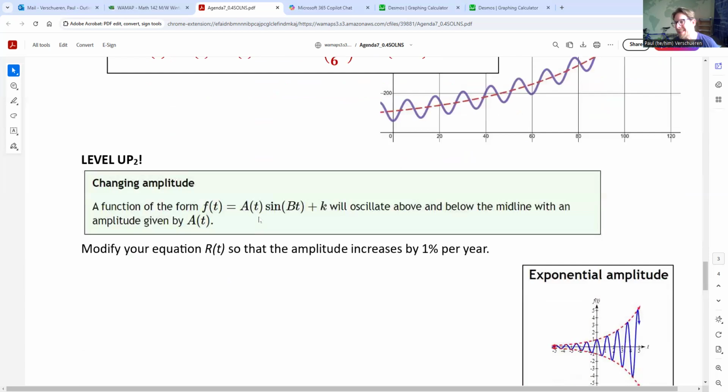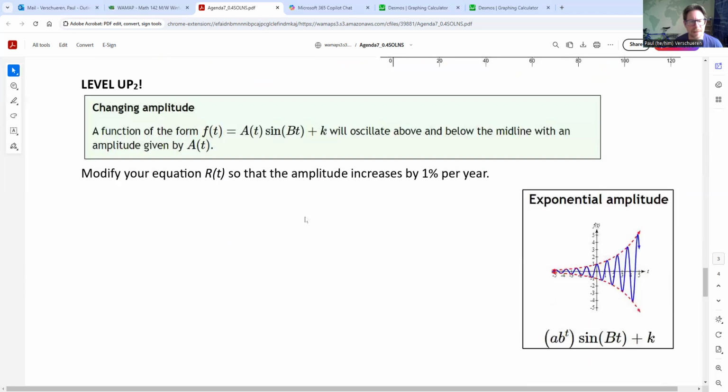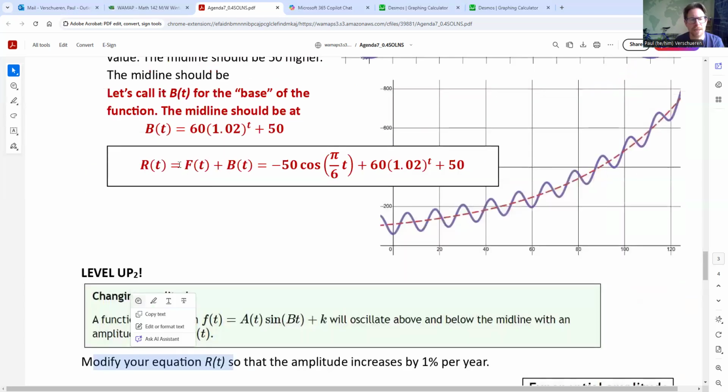The level 2 problem, I think, was written poorly, and it sounds like it went okay with Jerry. I definitely thought, oh, the wording does not make sense. So I actually changed level 2 to be a little simpler, just to say, modify your equation. And I didn't really point out the equation. The equation is essentially your fluctuation. You're using a cosine plus your exponential growth formula, which would be negative 50 cosine of pi over 6 times t, plus 60 times 1.02 to the t, plus that 50 to bring that midline up to where it should be. Okay, so this is all going to come back.